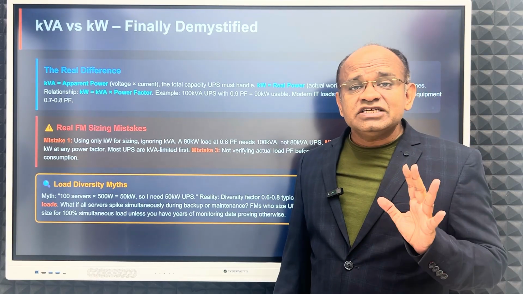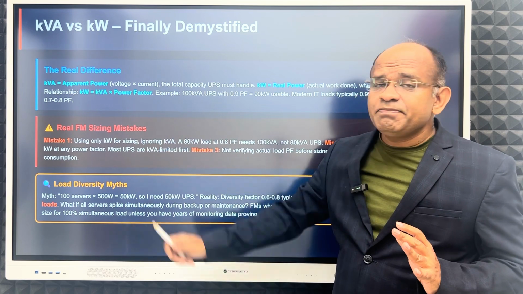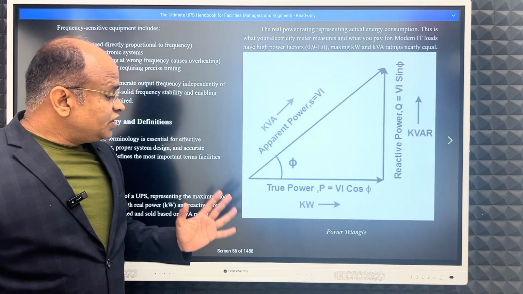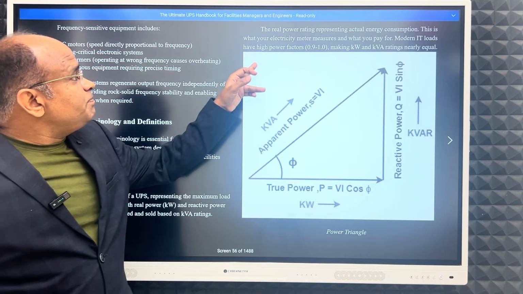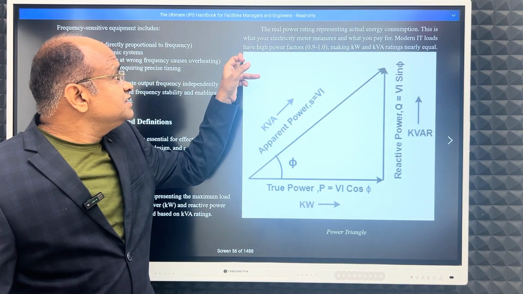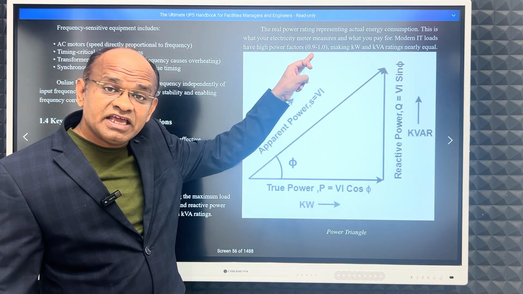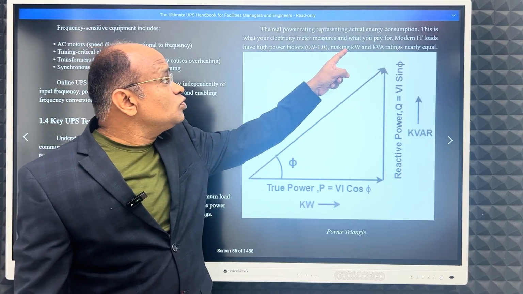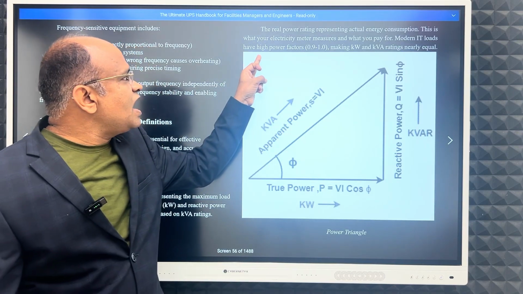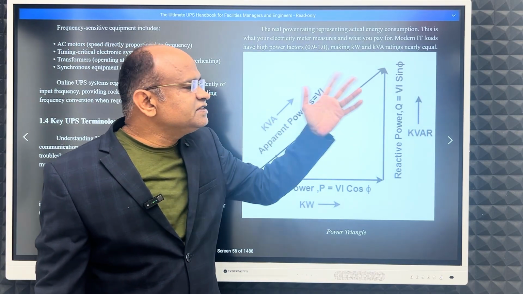Now just to understand kVA, kilowatt, and apparent and real power, we will see the power triangle. Here in the power triangle, the real power rating represents actual energy consumption, that is kilowatt. This is what your electricity meter measures. It will not measure kVA, it will measure kilowatt, and that is what you pay for. Modern IT loads have high power factors, 0.9 to 1, making kilowatt and kVA ratings nearly equal.